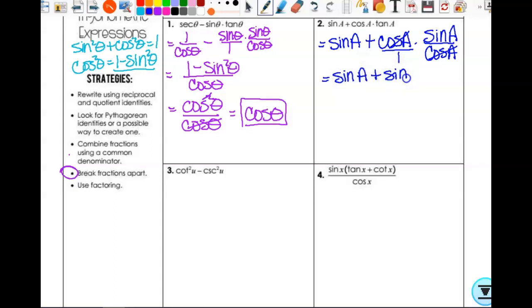And don't do something weird just because it's trig stuff. What is sine A plus sine A? 2 sine A. And we are done.